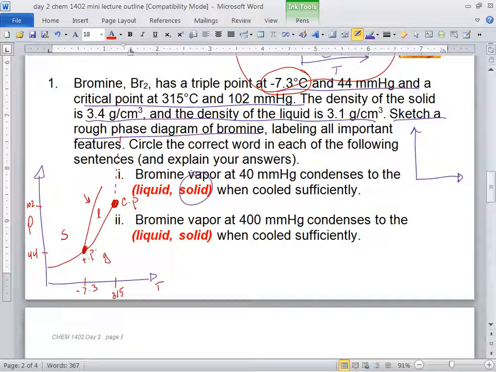See if you can answer the last one. Then we'll call it a day. Bromine vapor at 400 millimeters of mercury condenses to the blank when cooled sufficiently. What's 102? That doesn't make sense. We don't even go that high. Let's change it to 100. Question's weird. I got to change that. 100 makes more sense. The answer is liquid. You're going to be up here somewhere, and boom, liquid.